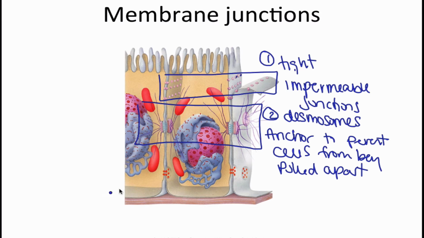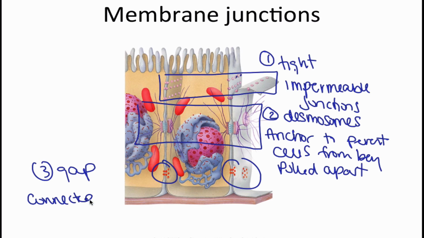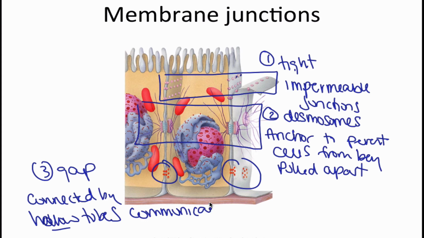And then the last type of junction are these red ones. These are called gap junctions. A gap junction is where you have two cells that are connected by hollow tubes. These hollow tubes allow for communication between cells. So membrane junctions are going to be the way that cells are bound together. There are three types. You have tight junctions, desmosomes, and gap junctions.